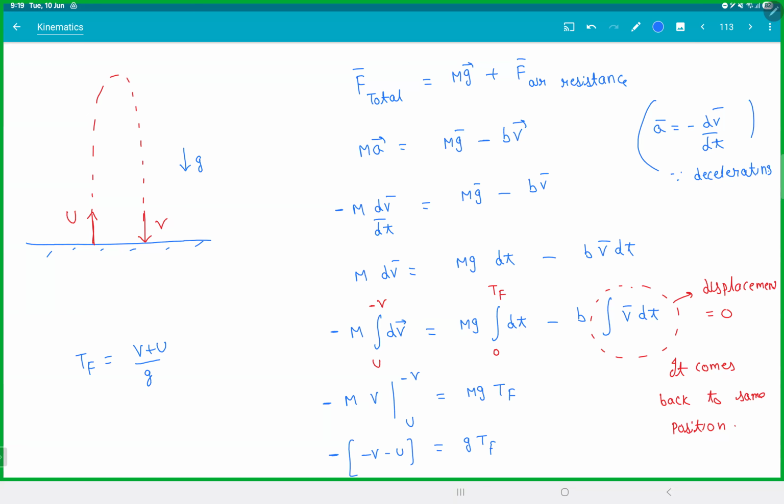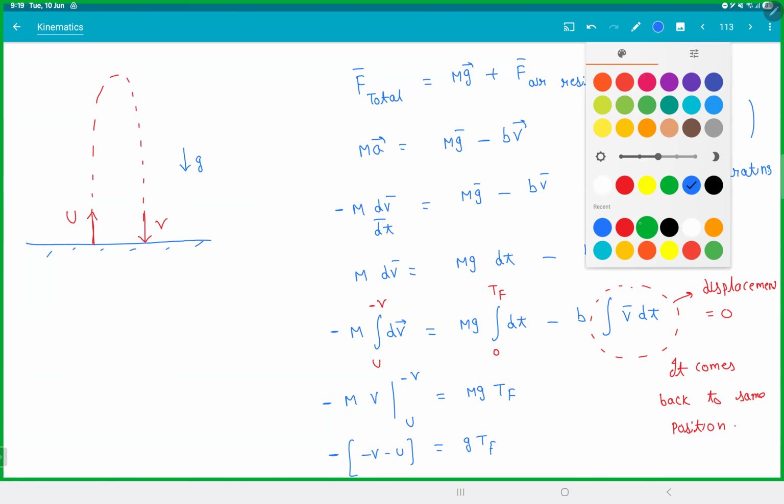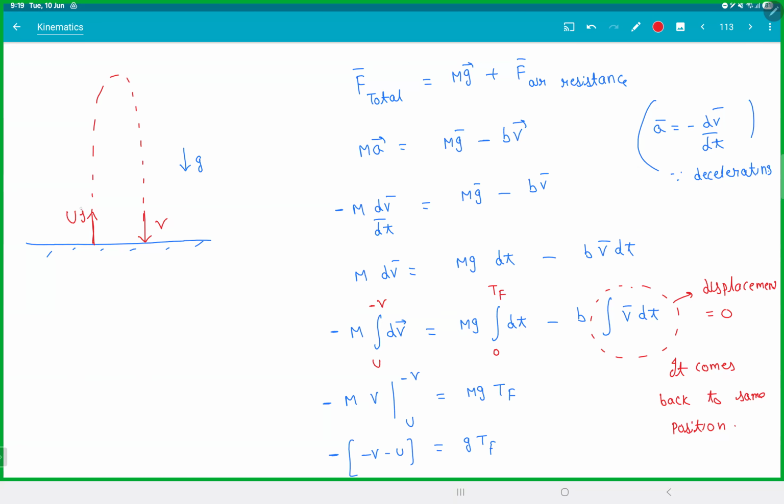Are you getting the steps? Why did you take minus? While going up, what is your initial velocity? This is u j cap. Coming down, what is the velocity? Minus v j cap. That's what you're asking? No, the minus sign in acceleration. Velocity is upward, acceleration is downward, right? So both are in opposite directions. So minus dv by dt.